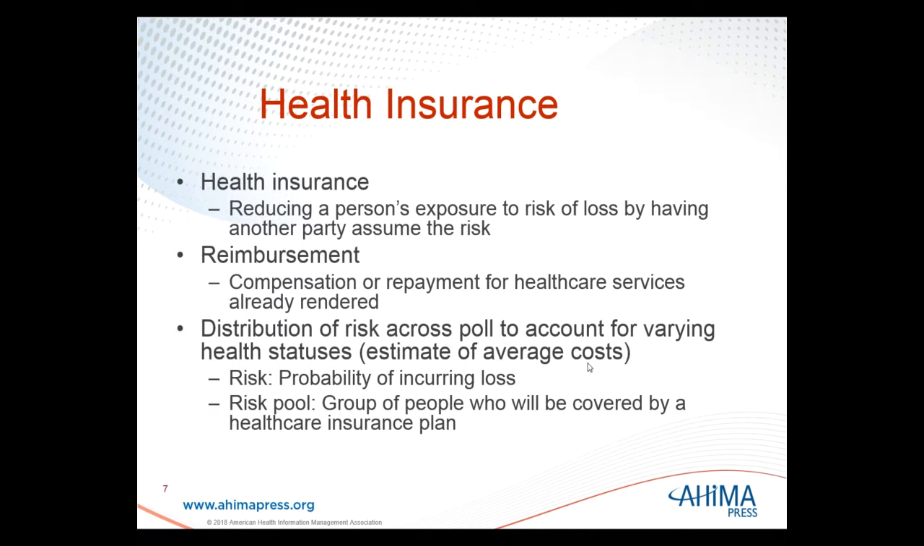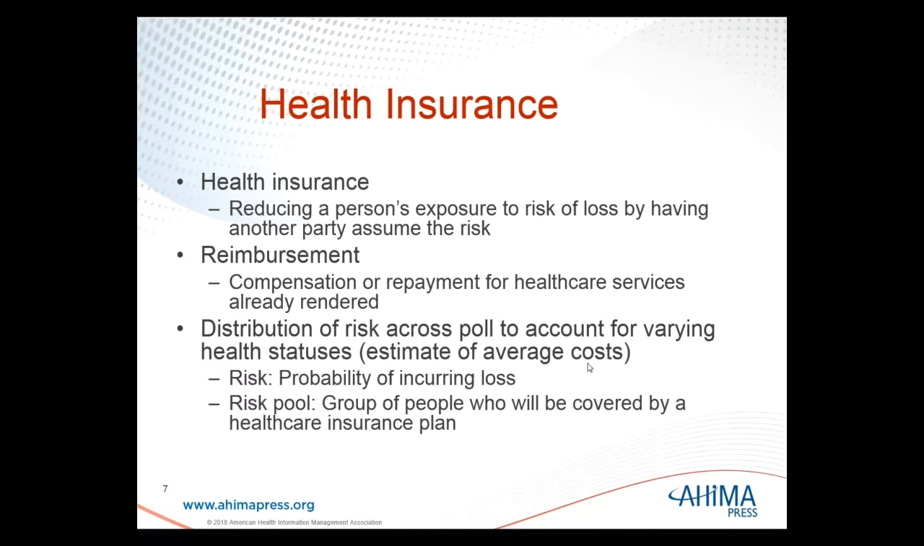So, health insurance. Now let's define health insurance. Insurance is a system of reducing a person's exposure to risk of loss by having another party assume the risk. An insurance company assumes the unknown cost of health care for a person. There's our reimbursement again. Remember, that's compensation or repayment for health services that have already been rendered.